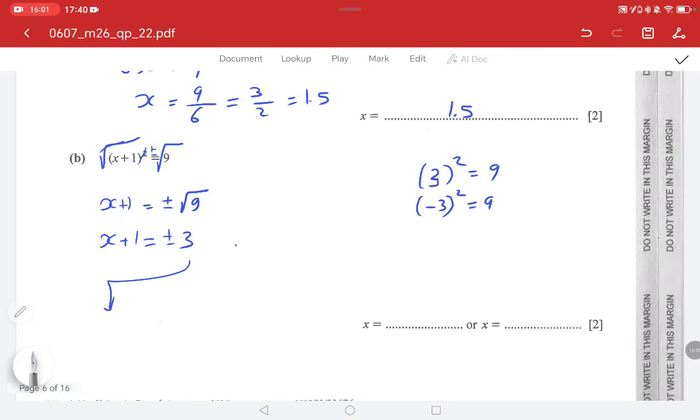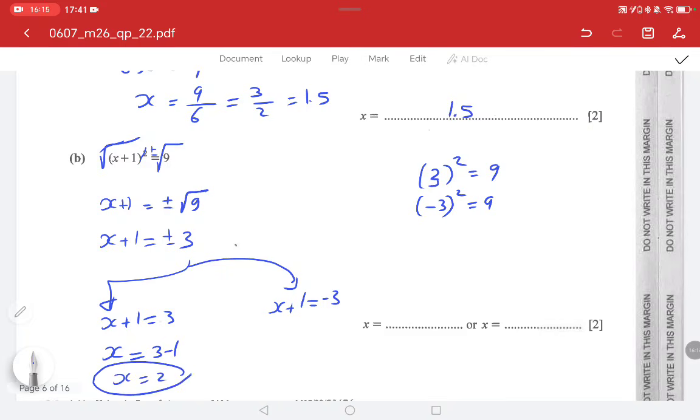So now we have two answers: x plus 1 equals 3 or x plus 1 equals negative 3. In this case, x equals 3 minus 1, so x equals 2. And the other side, x equals negative 3 minus 1, so x equals negative 4. So the answer is 2 and negative 4.